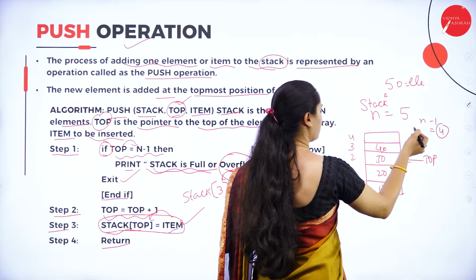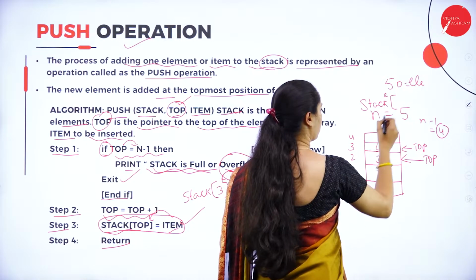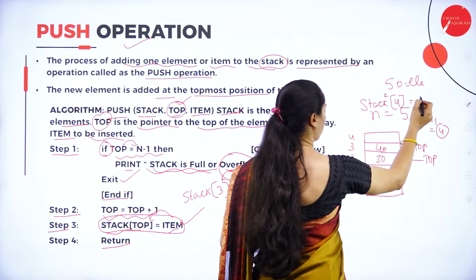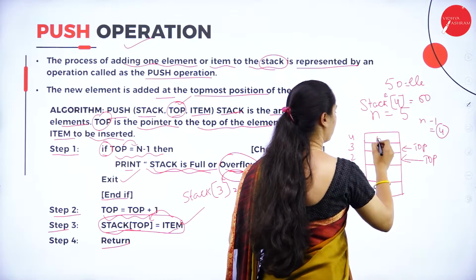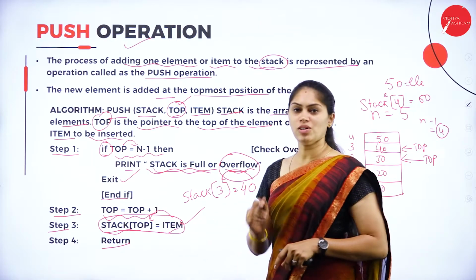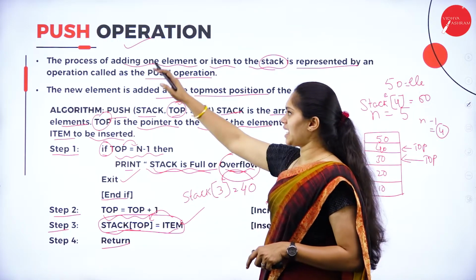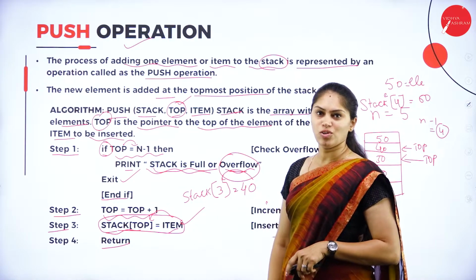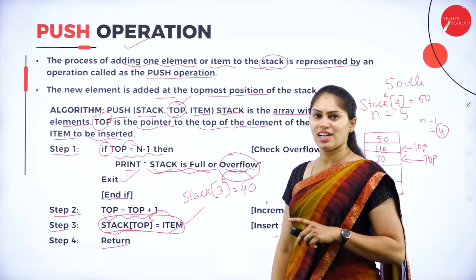At that time, stack of top, where will it be? It will be in location 4. Stack of 4, or top of 4, is equal to 50. That element is going to be copied here. So that is how adding a new element, or insertion, into the stack takes place. Then what if I wanted to delete?